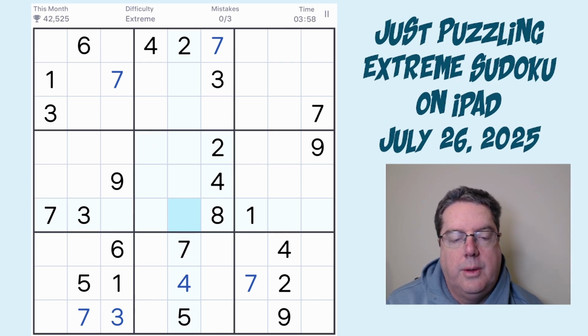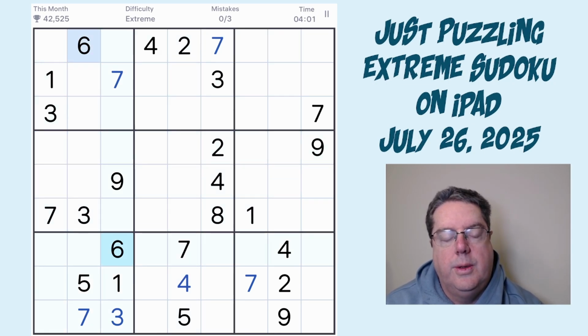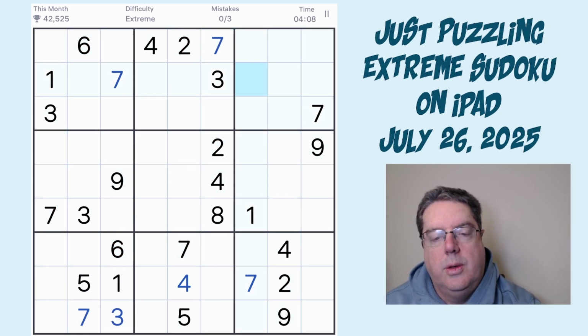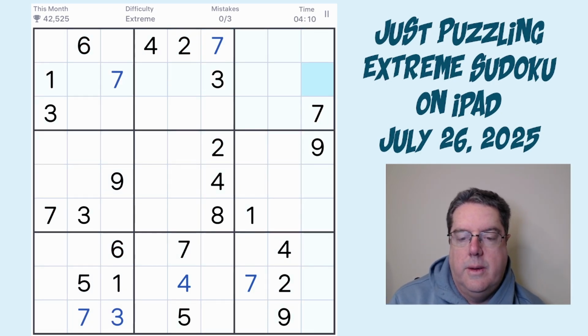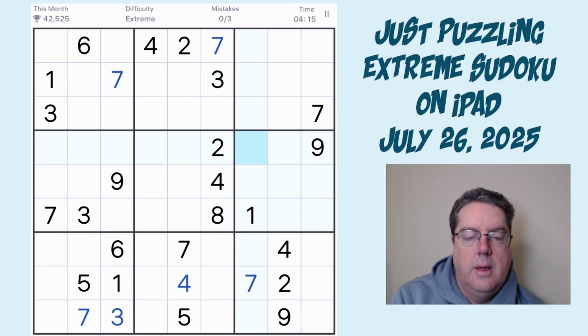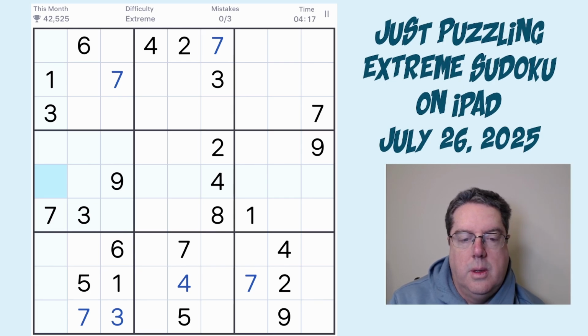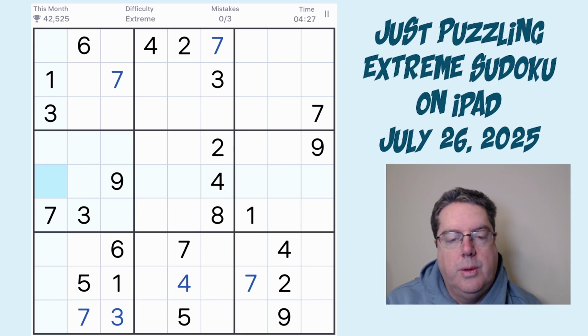Six. So 6 is here because of these two 6s. 4. 4's going to be here because of these 3. 4 is on the outside corners there. 4, 3, 7, 8, 9. Alright, I'm leaning towards doing the notes because I'm not seeing anything that's coming out at the moment. Alright, so let's put some notes in.